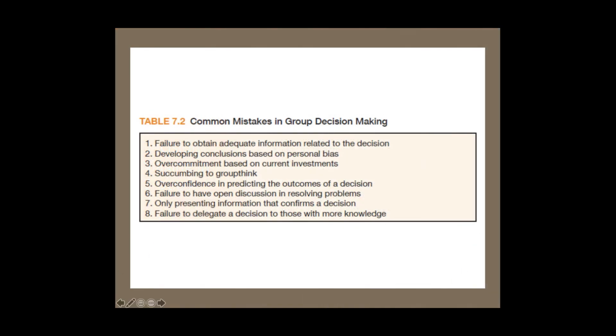The table here, table 7.2, is reproduced from your textbook. Here are some common mistakes in group decision making you want to try to avoid if at all possible. You want to try to obtain adequate information. Don't simply rely on other people's interpretation. You want to get the information. You want to avoid developing conclusions based upon some member's personal bias. You want to still remain evidence-based as much as possible.